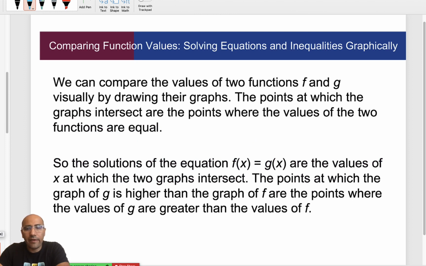Okay, comparing function values, solving equations and inequalities graphically. We can compare the values of two functions f and g visually by drawing the graphs. That's another great way to use graphs. You can figure out when they equal each other, which is where they cross, where they intersect. And from those, we can easily tell when one graph is larger than the other from the graphs of the two functions.